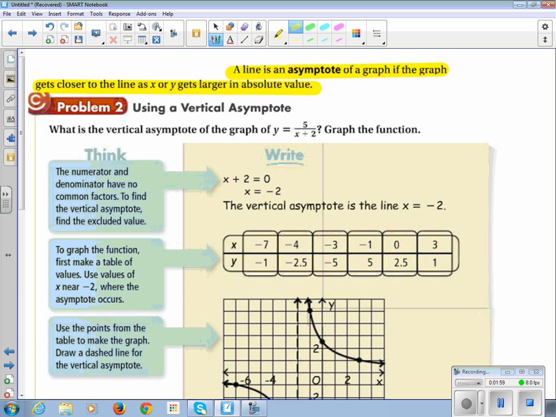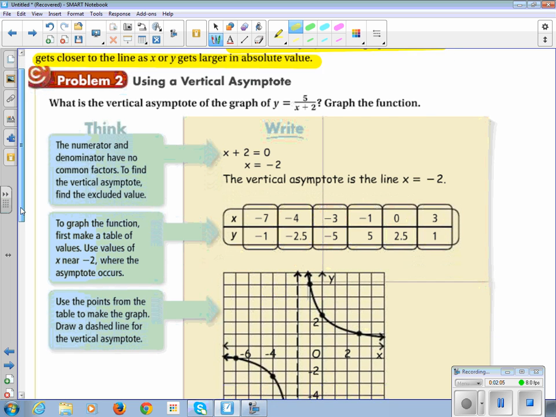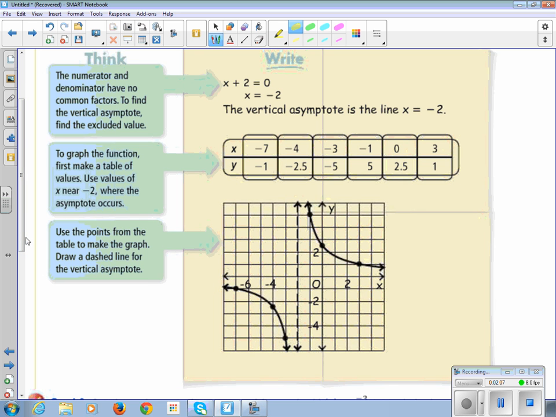What is the vertical asymptote of y equals 5 over x plus 2, and graph the function? We're going to do this very same problem right at the bottom. The first thing we do is find the excluded value. x plus 2 cannot equal 0, so x equals -2 is our excluded value.